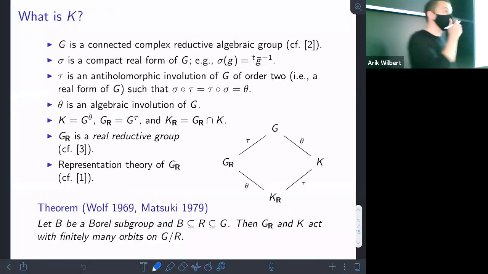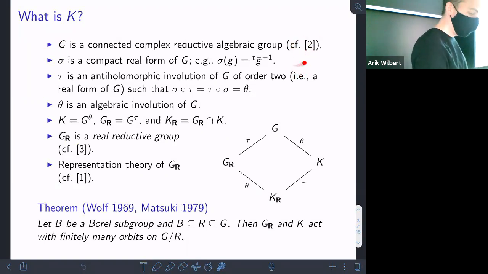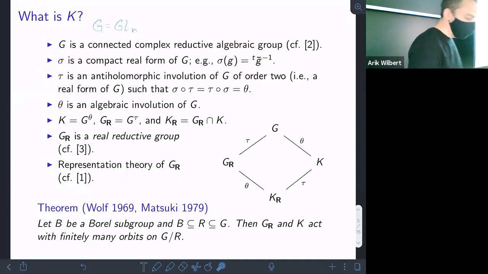So first, what is K? We're talking about K orbits. Start with G being a connected complex reductive algebraic group. For me, that means the book by Springer, Linear Algebraic Groups. That's the starting point. We're going to let sigma be a compact real form of G. For example, a typical example: take G to be GL_n, and then the typical example is transpose inverse. The fixed points of that is the unitary group. That's the standard example to keep in mind.